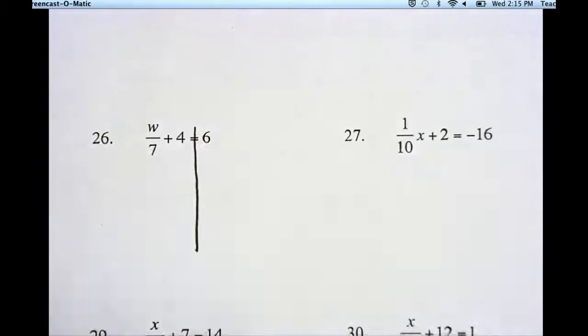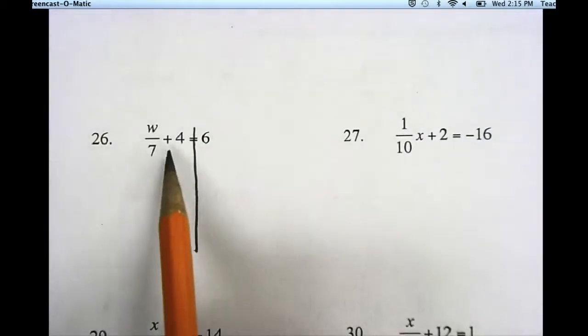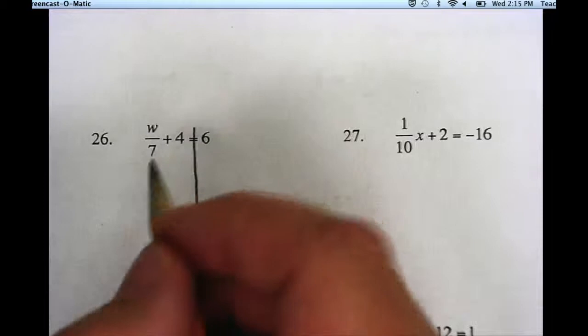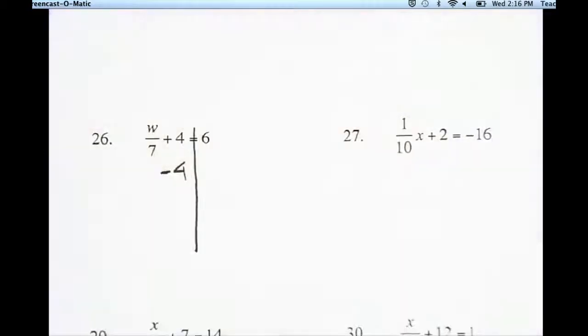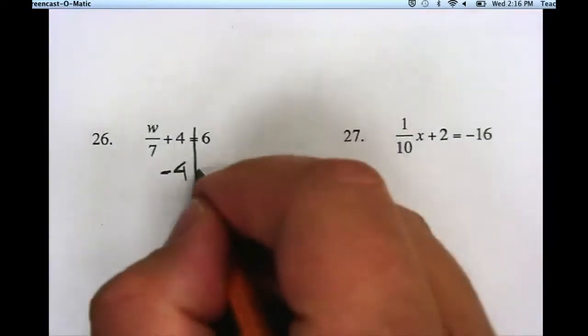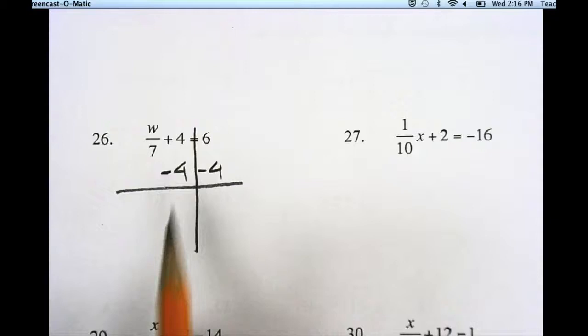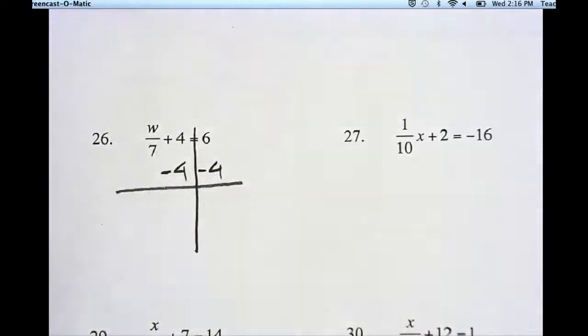So when I create a 0, what do I have to add to positive 4 to create that 0? Well, it's got to be negative 4. But if I do it on that side, I've got to do it on the other side also. Positive 4 and negative 4 make 0.